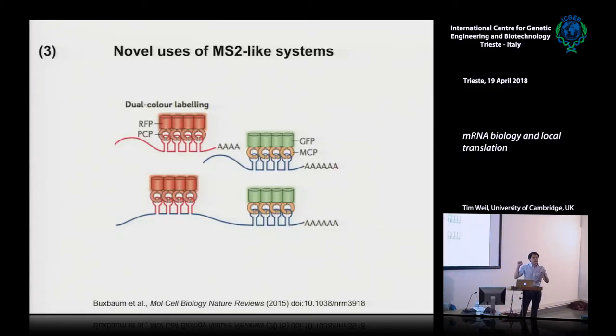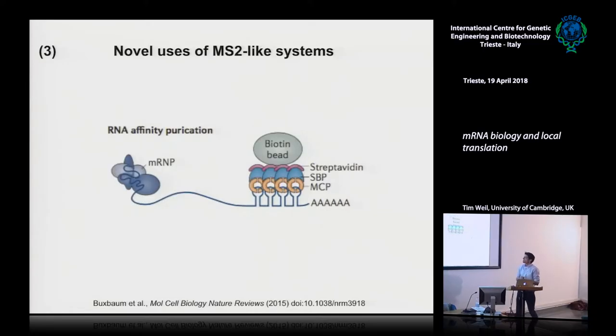So they actually looked at export, because the green should come out before the red, depending on the orientation of the export. You have other ways to do biochemistry, where you can now couple it to a streptavidin to get a biotin bead. So now we can actually pull out the RNA of interest, and we can look at what proteins are bound.